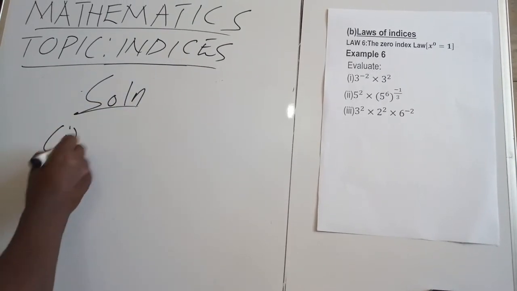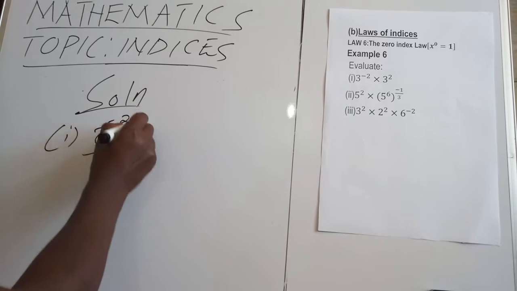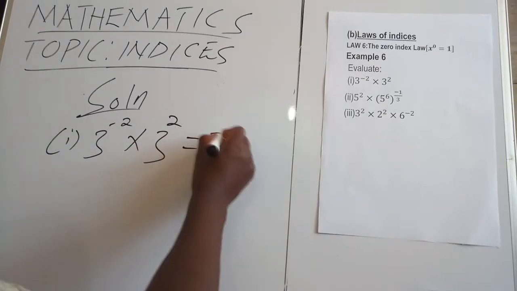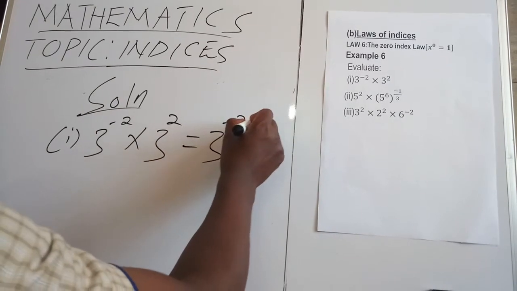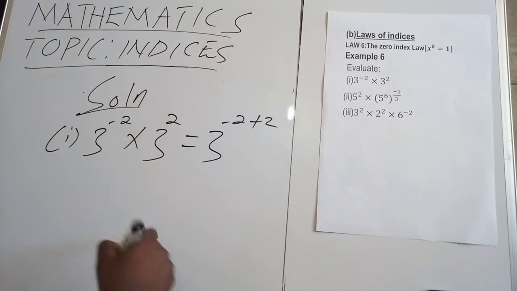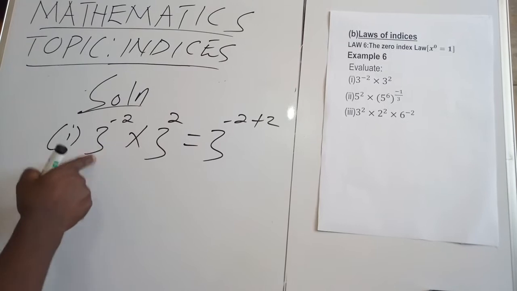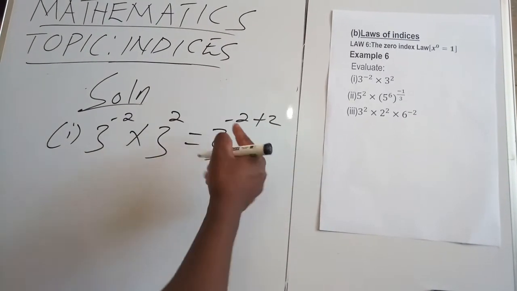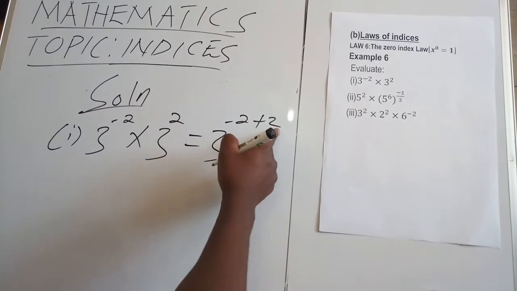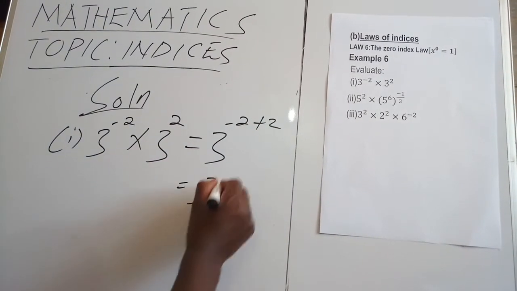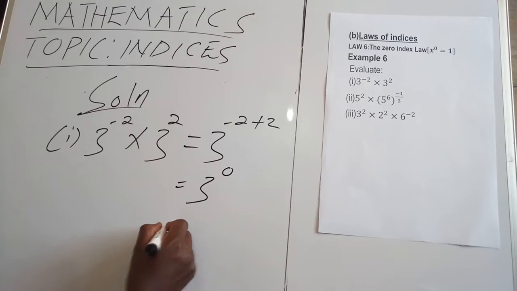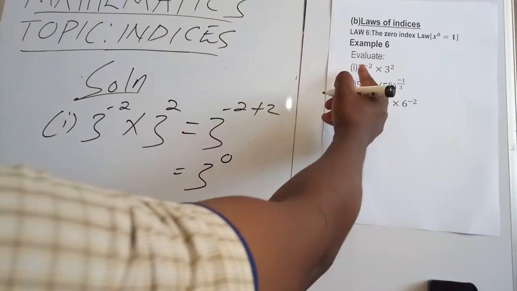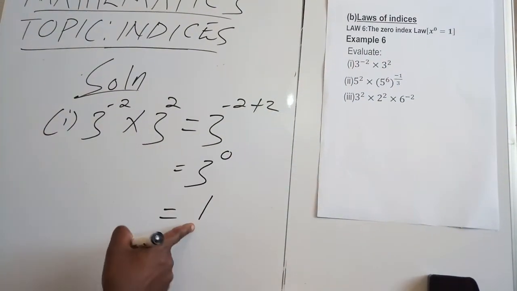So, Roman 1, 3 power negative 2 times 3 power 2. What will I get? 3 power negative 2 plus 2. Why? We are multiplying and the bases are the same. Applying your indices, your integers concept in Form 1, this will give us what? A sum of 0. Any number raised to power 0 is equal to 1. Therefore, the outcome of this workout here is equal to 1.